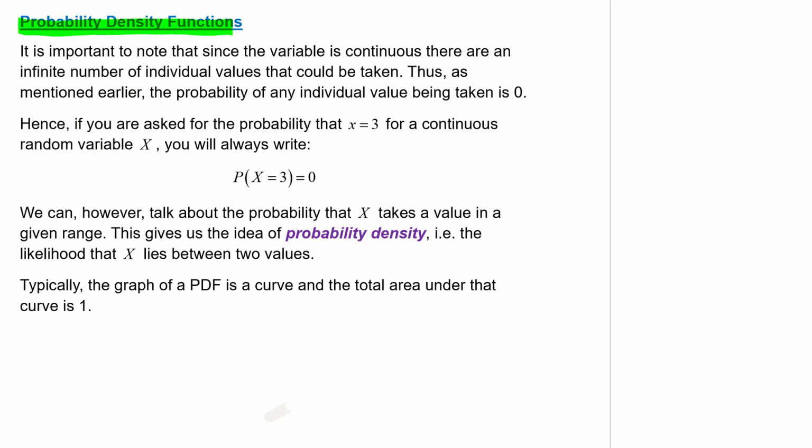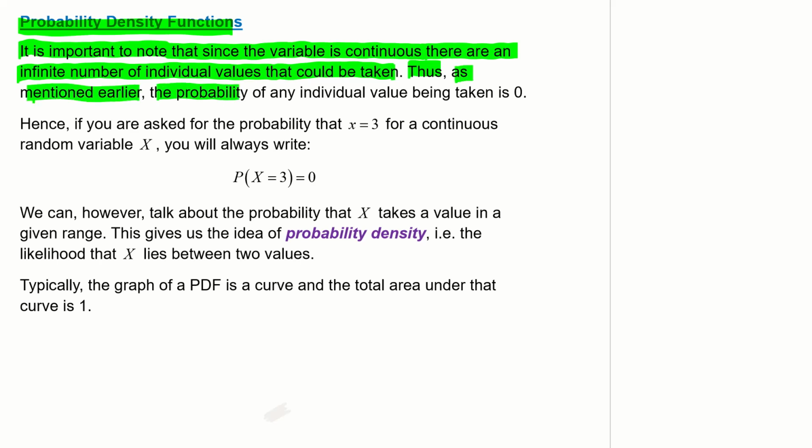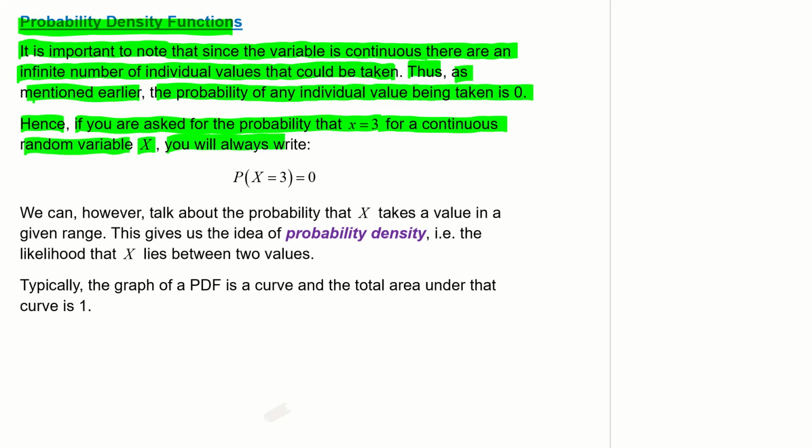Probability density functions. It is important to note, so important that I'm going to repeat myself from the previous lesson, that since the variable is continuous, there are an infinite number of individual values that could be taken. Thus, as mentioned earlier, the probability of any individual value being taken is 0. Hence, if you are asked for the probability that x equals 3 for a continuous random variable x, you will always write the probability that x is exactly 3 is 0.